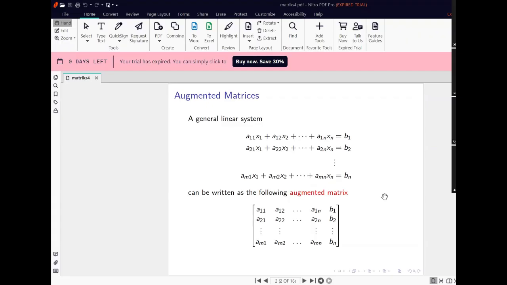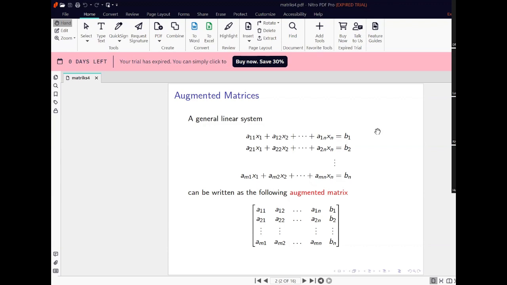Okay, this is the linear system. There are n variables, which are x1, x2 until xn, and there are also m equations. You see that the number of equations and the number of variables could be different. It could be the same, or it could be different.